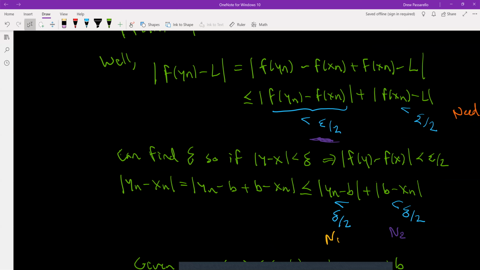For our sake, we're dealing with sequences yn and xn. And so we needed that difference of yn minus xn to be less than delta. That involved using the convergence of yn converges to b and xn converges to b. So we found an n1 and an n2 based on those, where we had yn minus b less than delta over 2, and then b minus xn less than delta over 2. So when we add it together, we get delta.